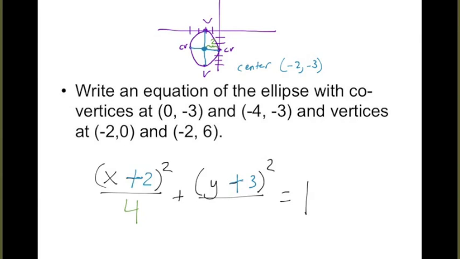Same thing for under the y. In the y direction, we go from the center to the vertex. How far? 3. But we don't put 3 in, we put 9.